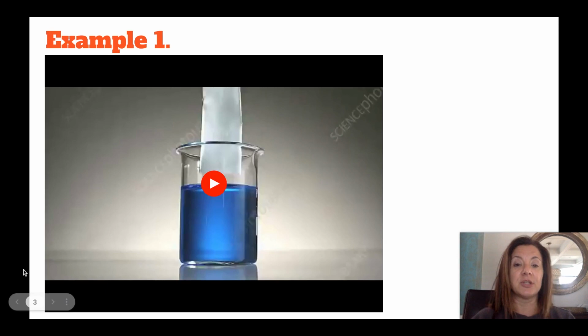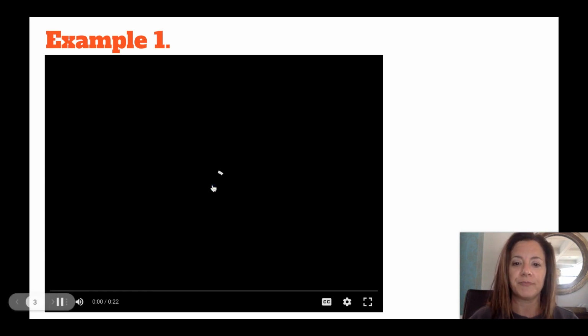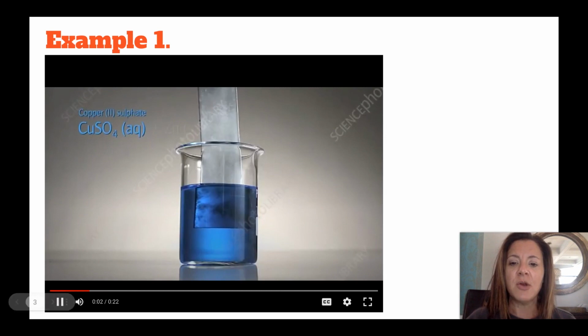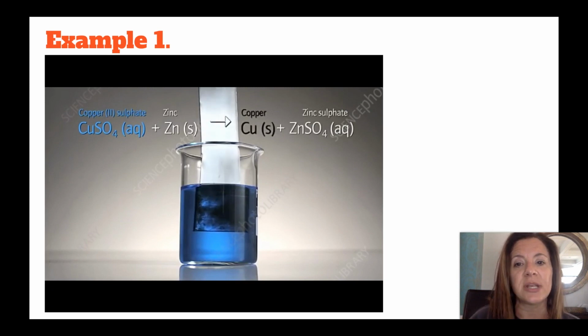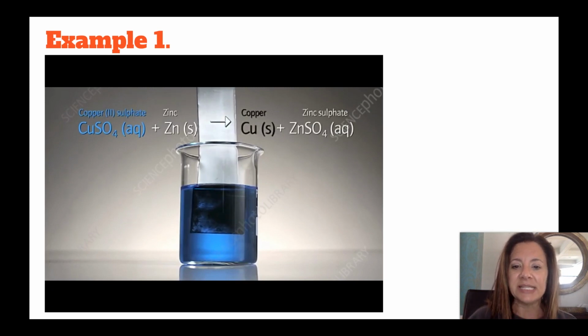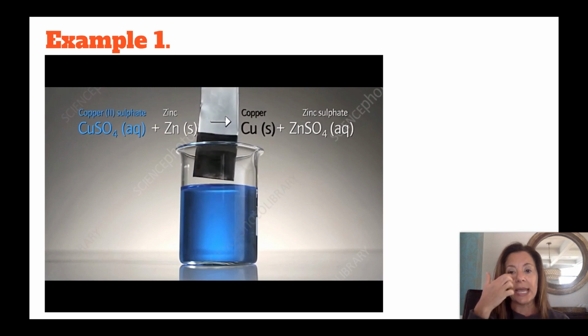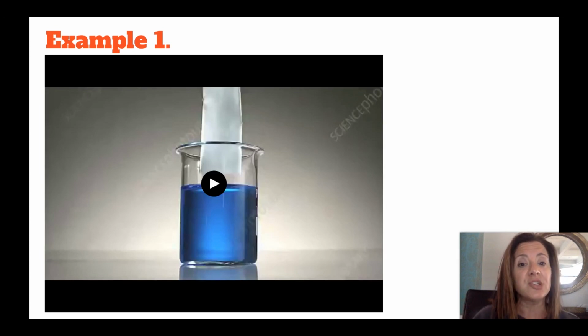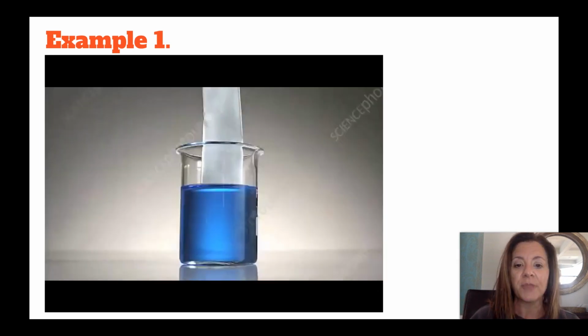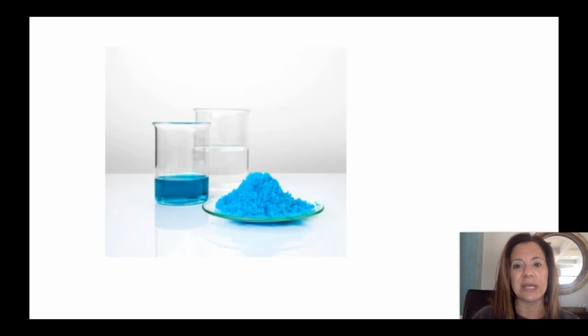The first example that I'm going to show you is the reaction between zinc metal and copper 2 sulfate solution. So here we're putting solid zinc metal into an aqueous solution of copper 2 sulfate. And we can see over time there is a slight change occurring on the surface of the zinc. Now, it appears as a sort of blackish material initially until it's refined, and that blackish material is solid copper.